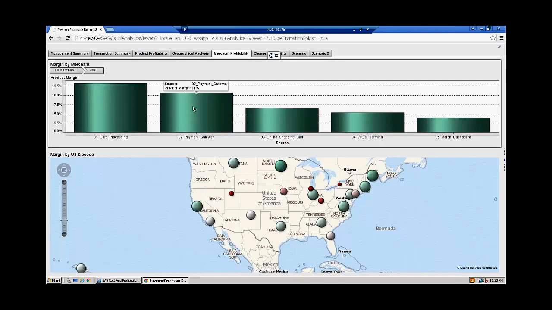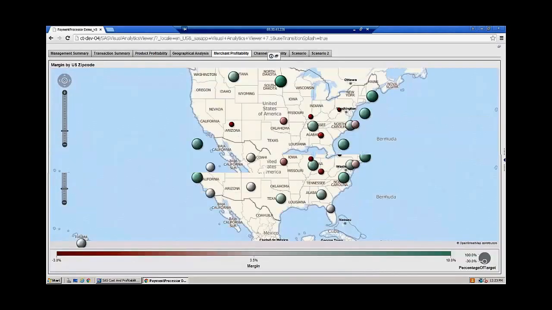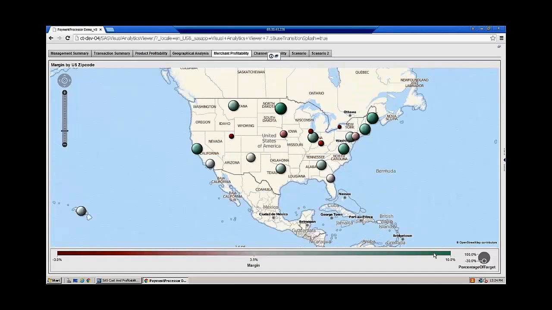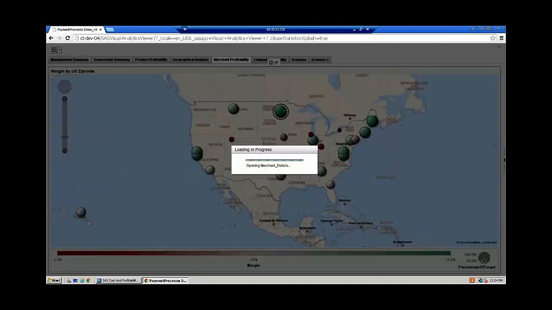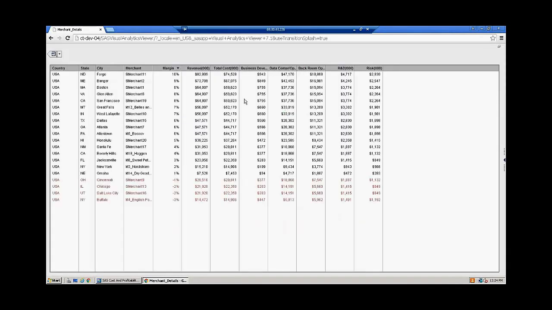Now let's look at the GeoMap. The size of each bubble represents the percentage of target met for each merchant. The color represents profitability, with green being profitable and red being unprofitable. Looking at a linked report from the GeoMap, we see a table that displays the profitability of merchants in each location, in descending order of margins. We also see total revenues and costs, including a breakdown of cost by each process: business development, data center operations, backroom operations, R&D, and risk. The merchants losing money are highlighted in red.